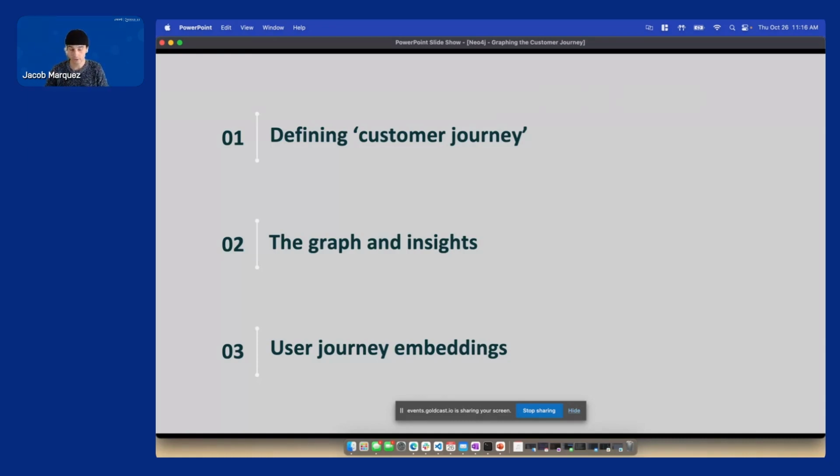Talk about the graphs, like what does a customer journey graph look like? What are some decisions you can make on how to architect that? Some insights you can gather from it. And then finally, getting more into an ML side of things, which is all around user journey embeddings and some of the graph data science algorithms that you could employ to achieve that.